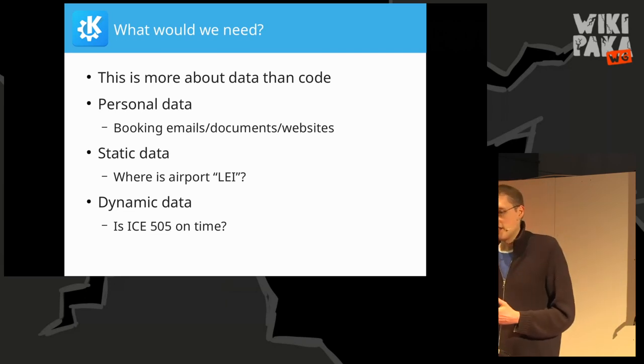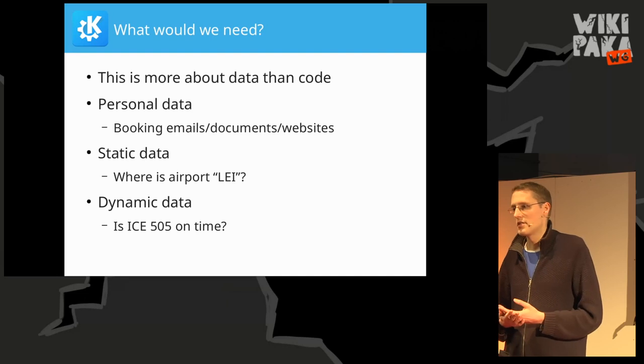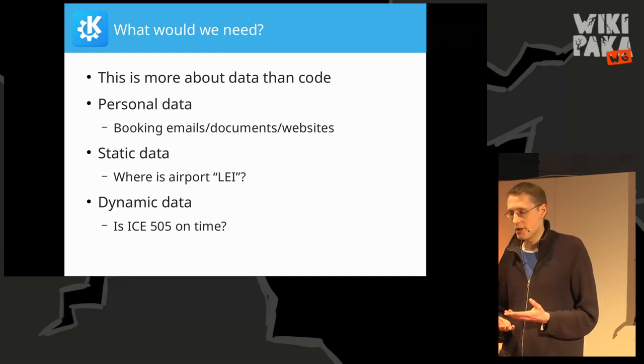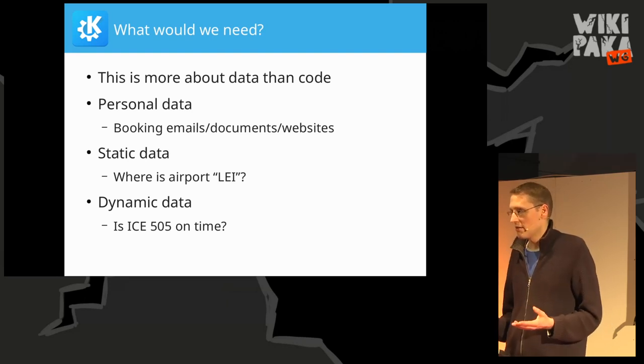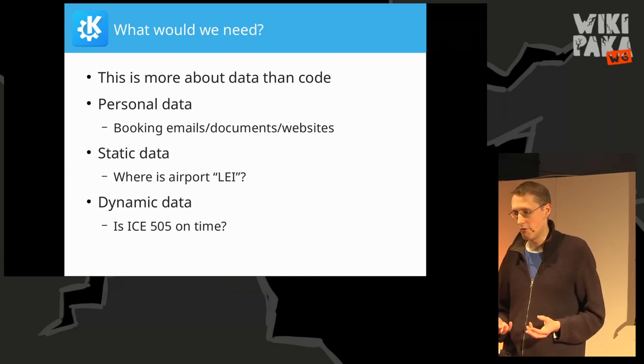And the third category is dynamic data, stuff that is very, very short-lived, such as delay information. There is no way we can do that offline. If we want that kind of information, we will always need some kind of online querying.